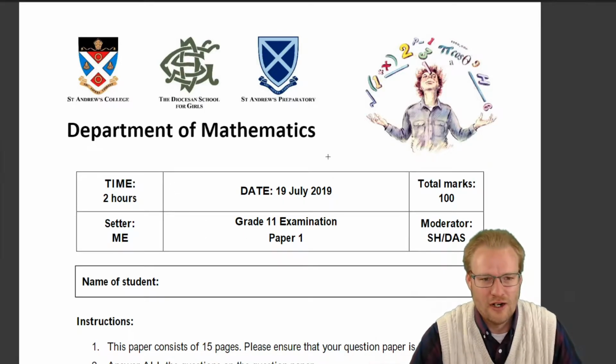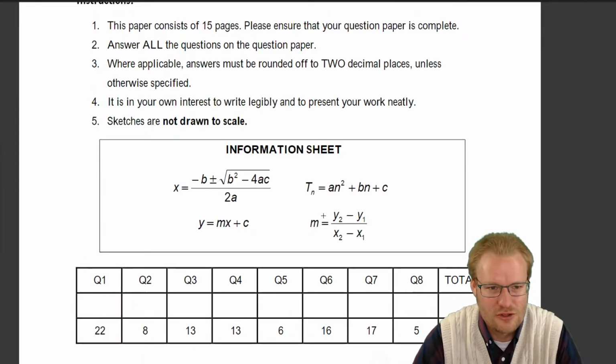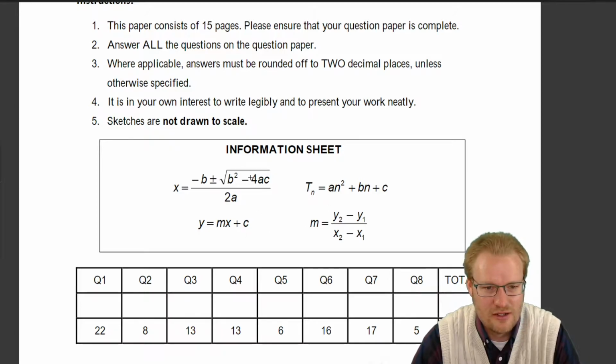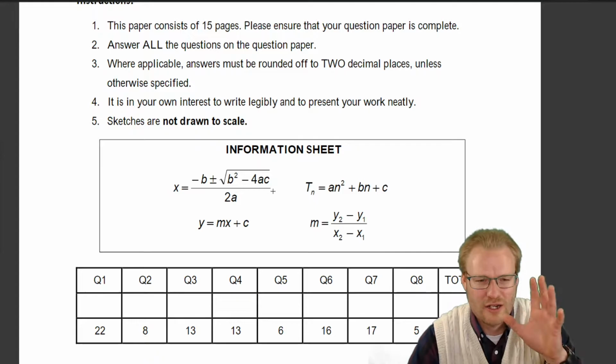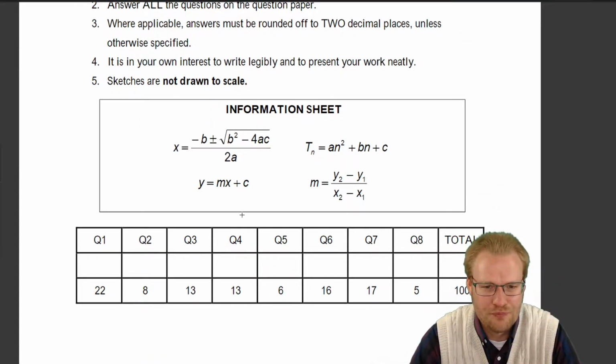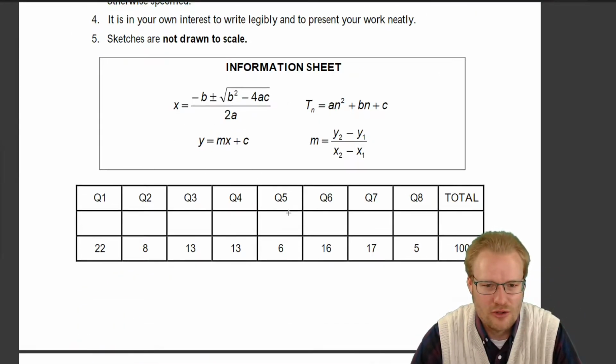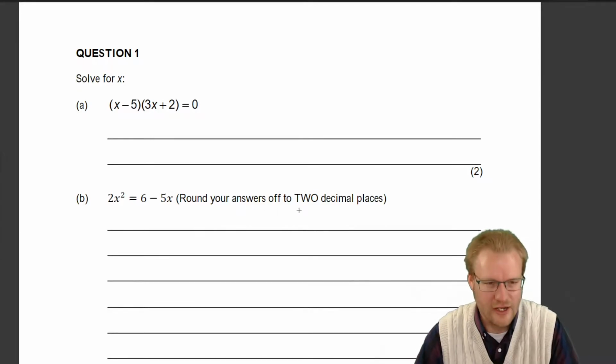We've got our past paper and we're given a few things on the front info sheet. This is paper 1, so you're not worried about the trig things. Those are going to come in paper 2, and we know what all of these are. We use them. Okay, so solve for x.